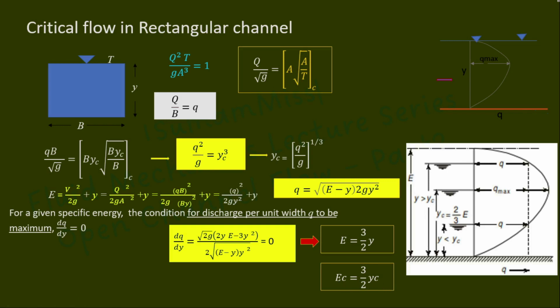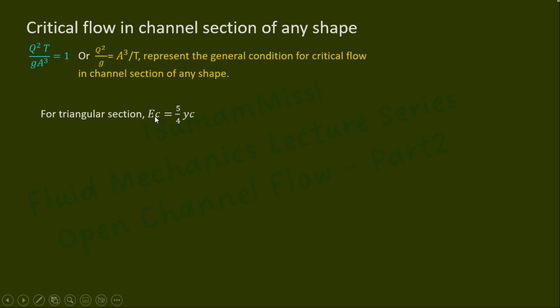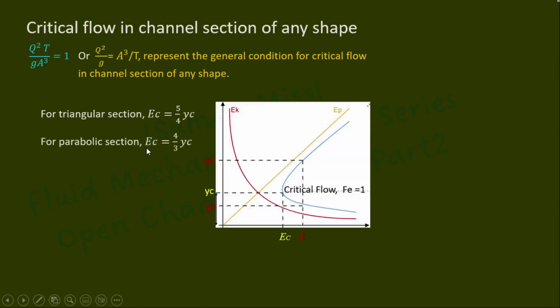The concept of specific energy is very important in the solution of many open channel flow problems. For a triangular section, the relationship between specific energy and critical flow depth is Ec equal to 5 by 4 yc, and for a parabolic section, the relationship is Ec equal to 4 by 3 yc.